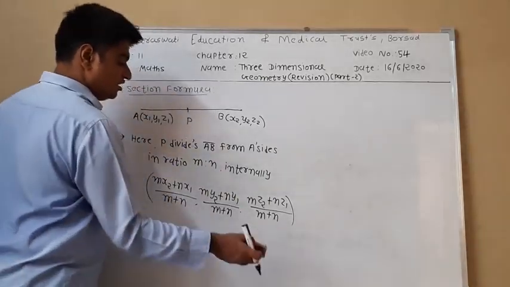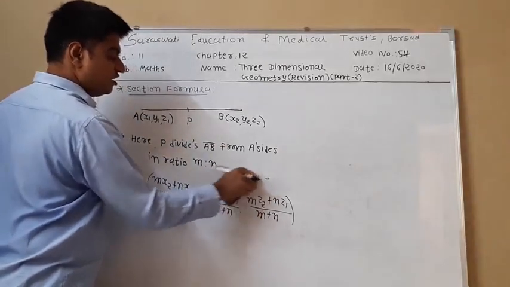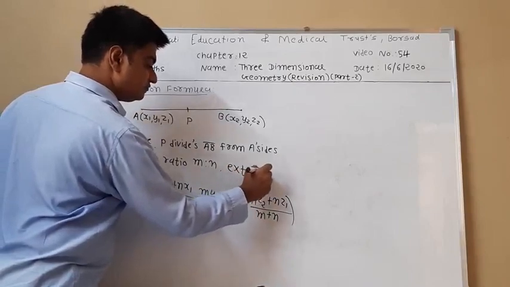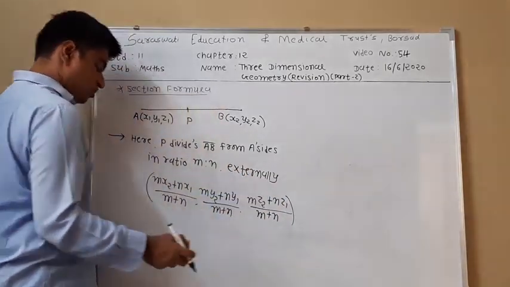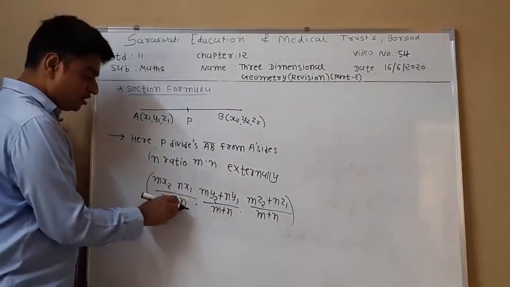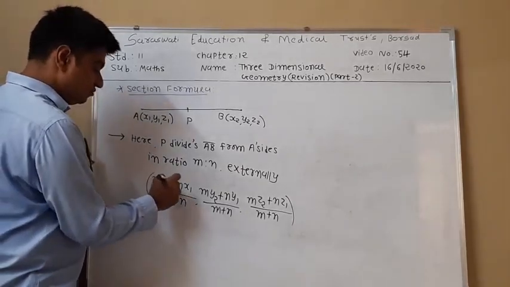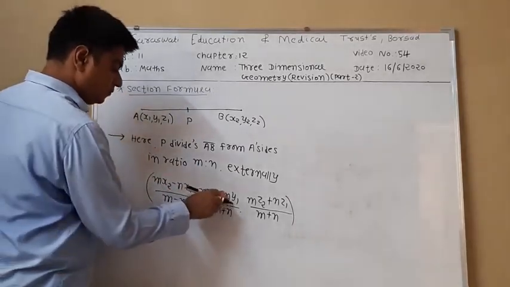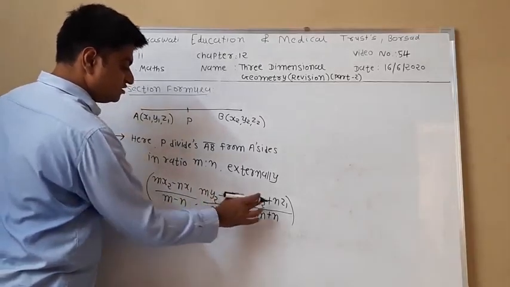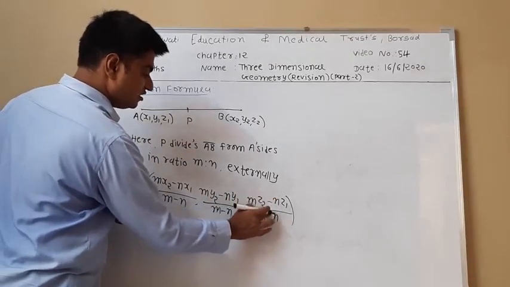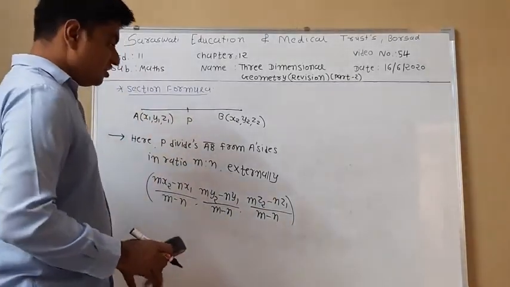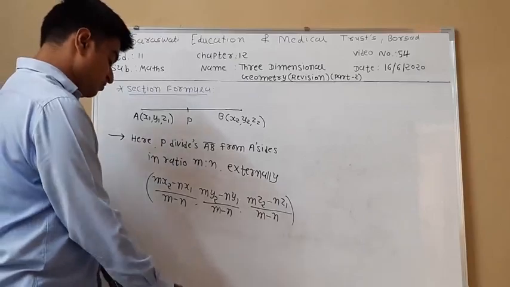and divides externally, in place of internally. So how can we change this formula? We can write the same formula, but in place of plus we write a minus sign in between. In the same way, here also we write a minus sign. Clear? So now related to this formula, let us discuss one example.